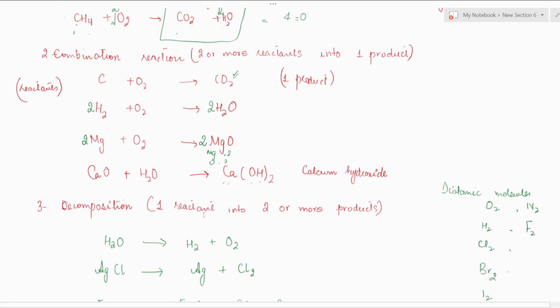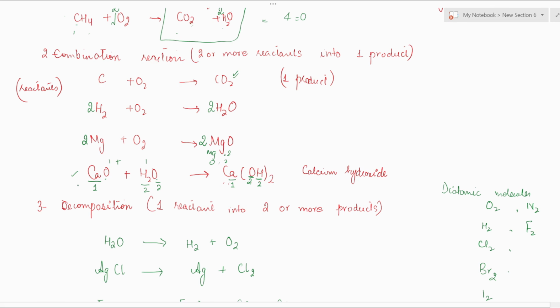I'll do it because it's already balanced. Let's see. There is one calcium, one calcium. Is it so? There are two hydrogen and two hydrogen because there is a 2 outside the bracket. How many oxygen are there? Two. How many are on the left side? One plus one: one with calcium and one with hydrogen. So there are two oxygen. So oxygen is also balanced. So this equation is already balanced.